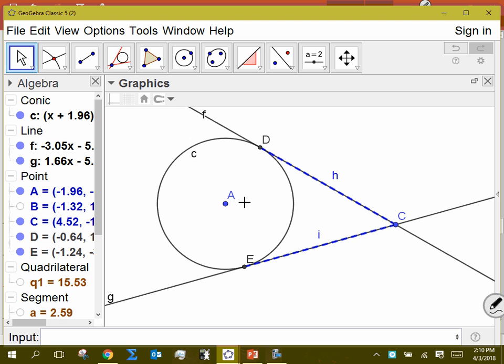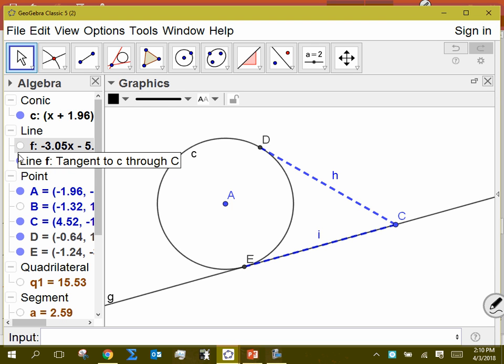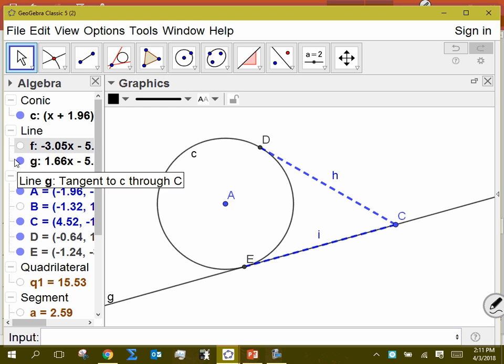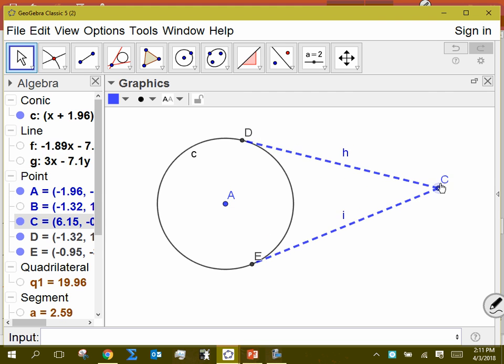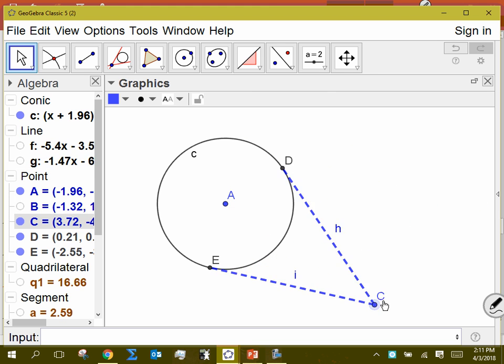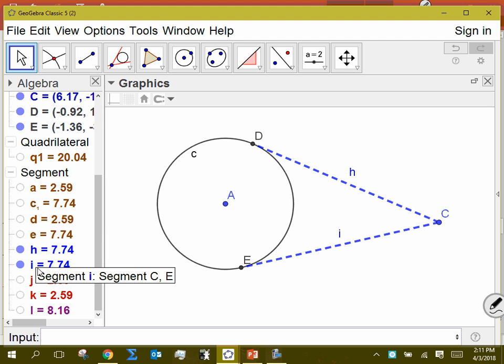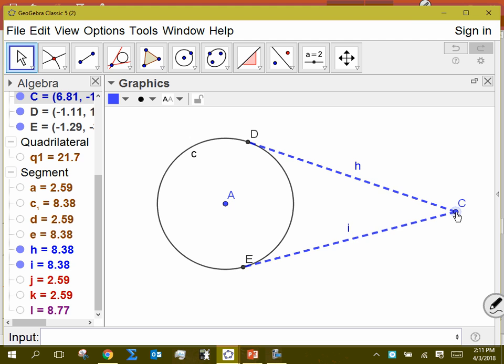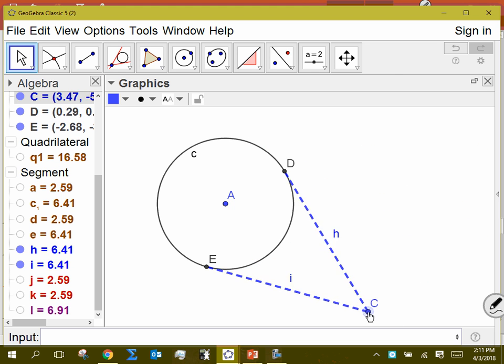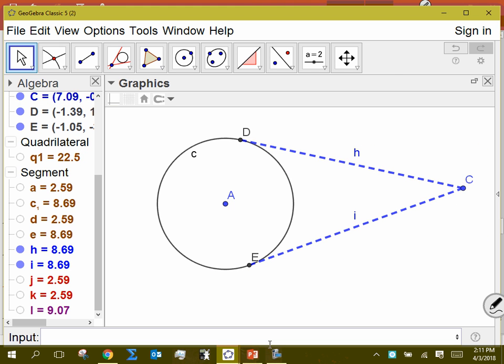Now, I can't find the length of the entire tangent line, because lines go on forever. But if we look from that external point C to the point of tangency on both those tangent lines, what do you think you can tell about those two dotted lines? They're the same. And if we look down here, there are these two blue numbers. No matter where I move C, those two values are always identical. And that's what this theorem is getting at.